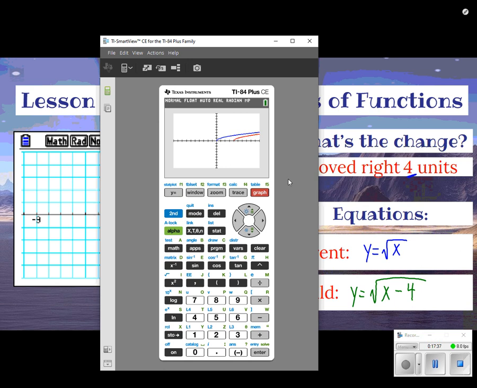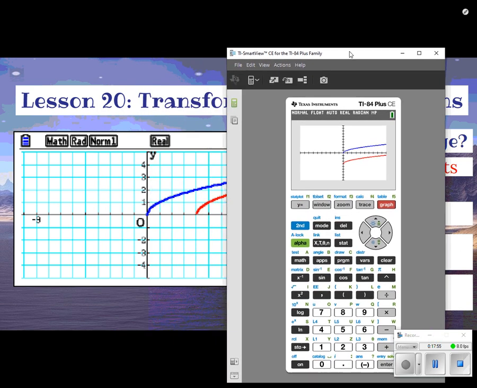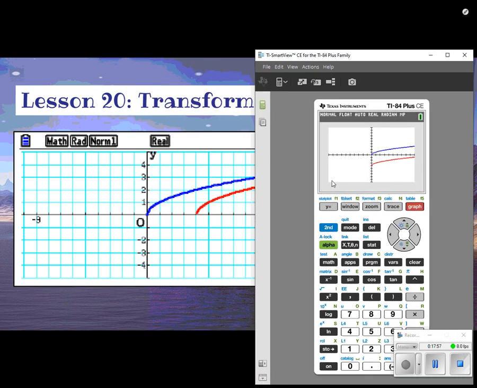Now, let's say we wrote our equation wrong. So let's say that we came down here and we did not write the minus 4 under the square root. We got minus 4, but we didn't put it under the square root. We made the square root stop, and we just did minus 4. That means something different. Do you see how my pictures don't match? Do you see how, yeah, the blue one is the same, but instead of the red one being right 4, the red one has now been dropped 4. It's down 4. So there is a difference in where you place the numbers and how you place them.